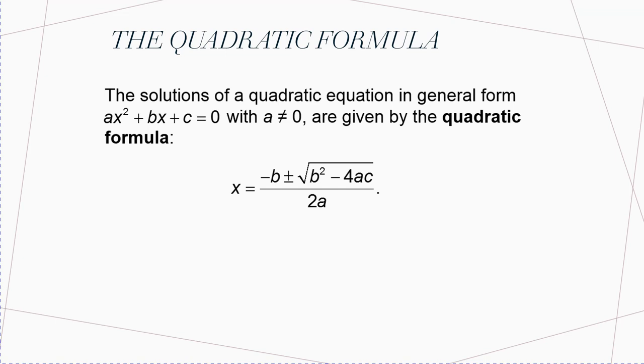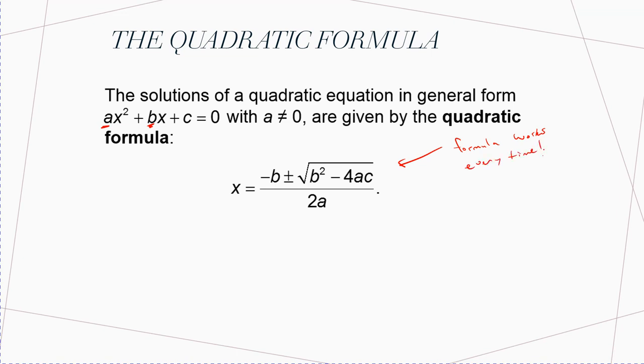So it has to be in this form: ax squared plus bx plus c, where a does not equal 0, are given by the quadratic formula. So these are the solutions. So x is equal to negative b. You're going to see that a, b, and c are the coefficients of the x squared, the x, and then the constant term. So x is equal to negative b plus or minus the square root of b squared minus 4 times a times c, all divided by 2a. And this formula works. So it works every time.